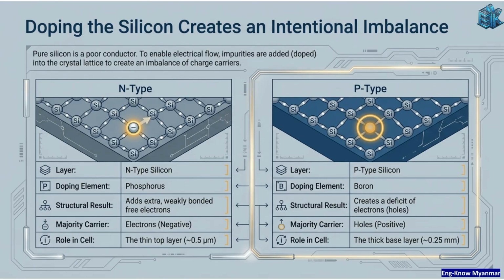Doping introduces impurities, creating an imbalance of charge carriers. N-type silicon is doped with phosphorus, creating extra free electrons. P-type silicon is doped with boron, creating a deficit of electrons, known as holes.